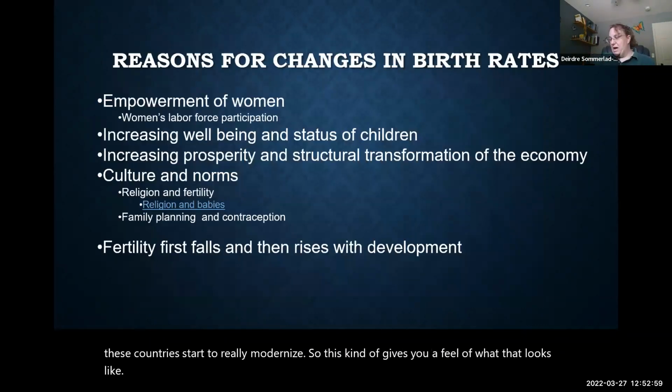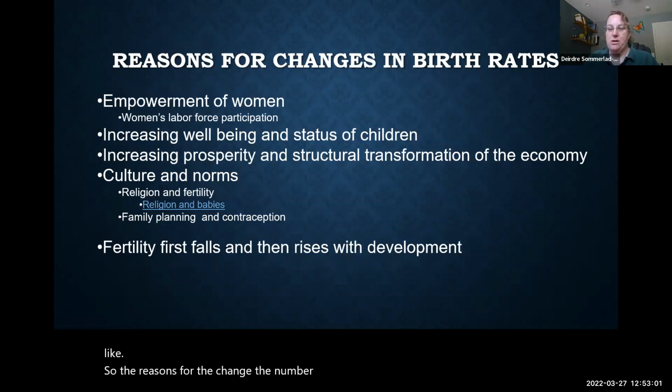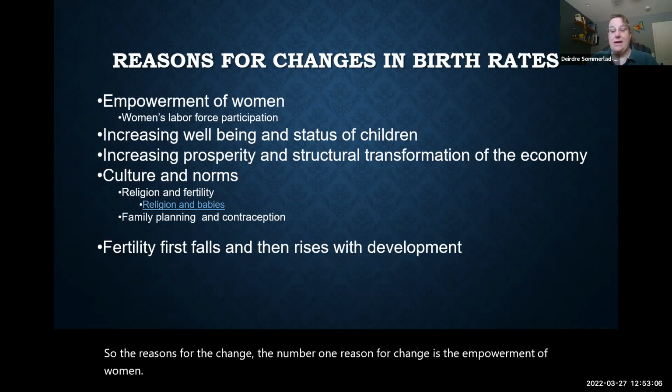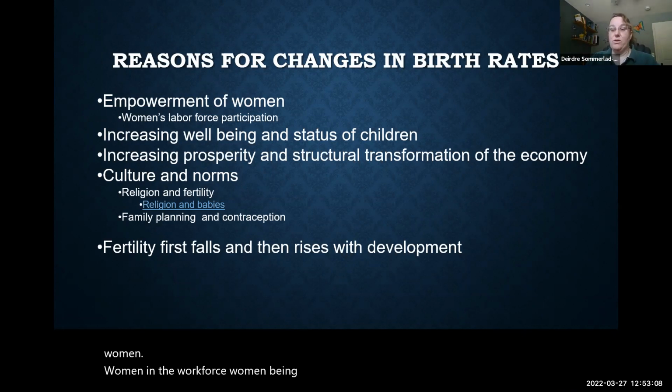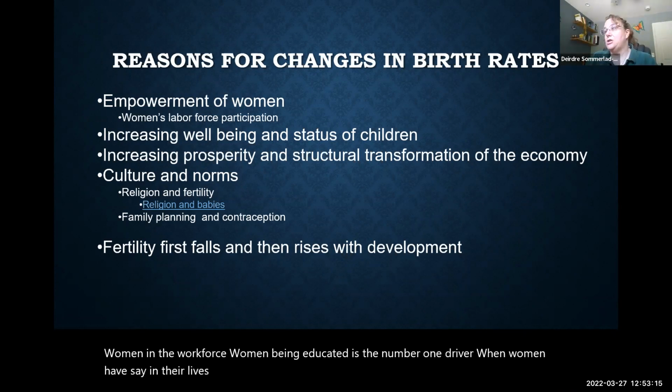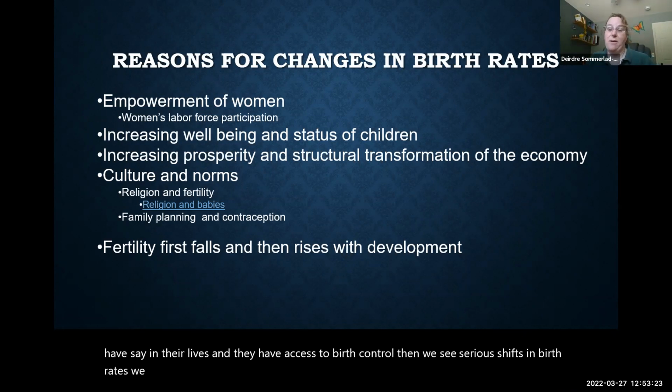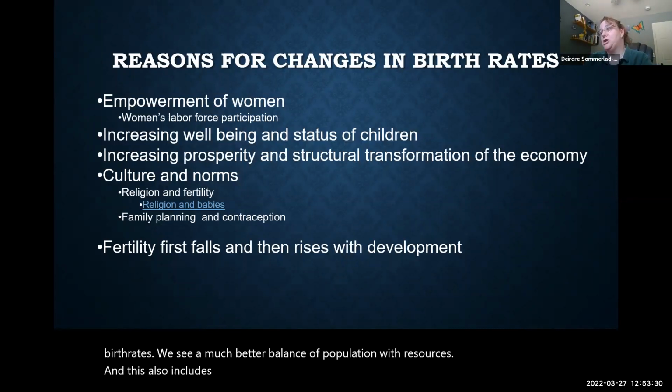So the reasons for the change: the number one reason is the empowerment of women. Women in the workforce, women being educated is the number one driver. When women have a say in their lives and they have access to birth control, then we see serious shifts in birth rates. We see a much better balance of population with resources. And this also includes labor force participation.